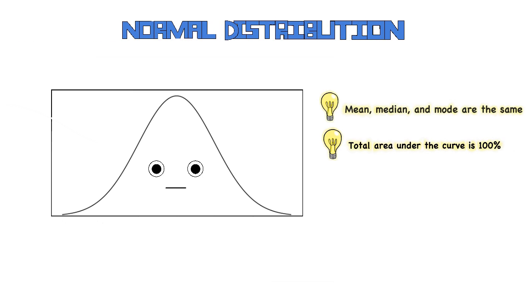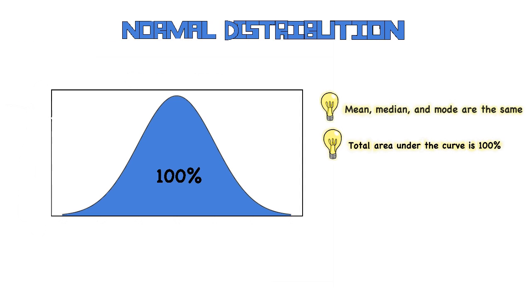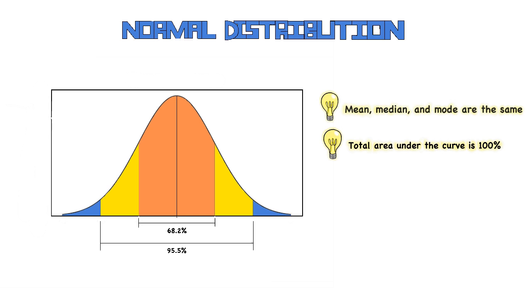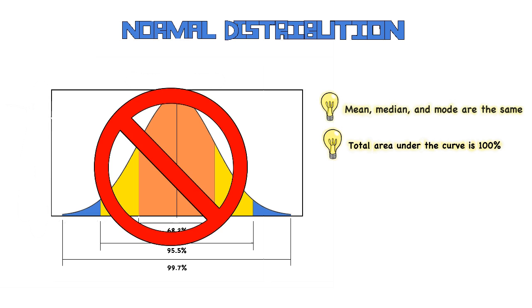Secondly, the total area under the curve is 100%. It is easy to know how many standard deviations from the mean a value is. Around 68.2% of the data lies within one standard deviation from the mean, around 95.5% of the data lies within two standard deviations from the mean, and around 99.7% of the data lies within three standard deviations from the mean. Clearly, the normal distribution has many statistical benefits, but what if a distribution is not normal?